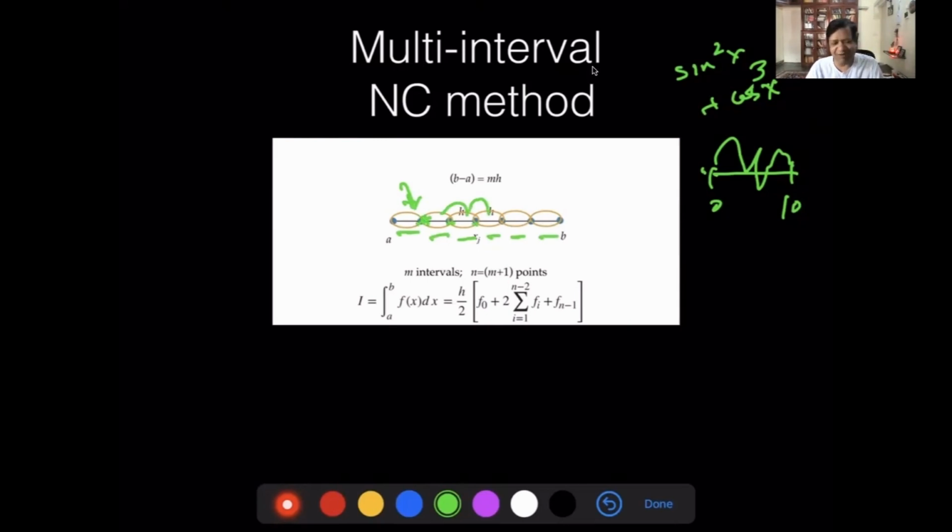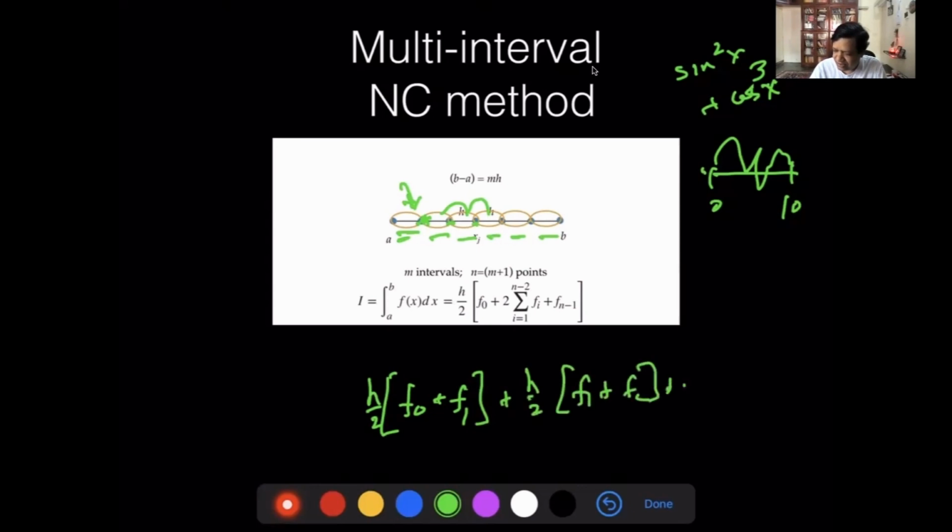Now, this formula is very straightforward to write. The first trapezoid will give you F naught h by 2 plus F1. The second one will be h by 2, F1 plus F2. Go on like that. When I sum it up, this F1 is common, so that becomes twice. So all the points in between will be twice. The end points will get only factor 1. So this is straightforward to derive, and for a long interval, that's what we should do.